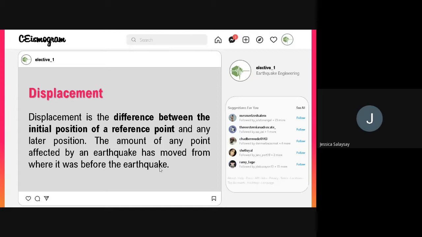The displacement naman po, on the other hand, ay pagbabago ng position ng isang bagay from its reference point and any position later. Sa isang lindol, maraming bagay ang nababago ang katayuan dahil sa pag-uga ng lupa, kaya isa rin ang displacement sa mga bagay na kino-consider upang makita ang damage ng isang lindol.